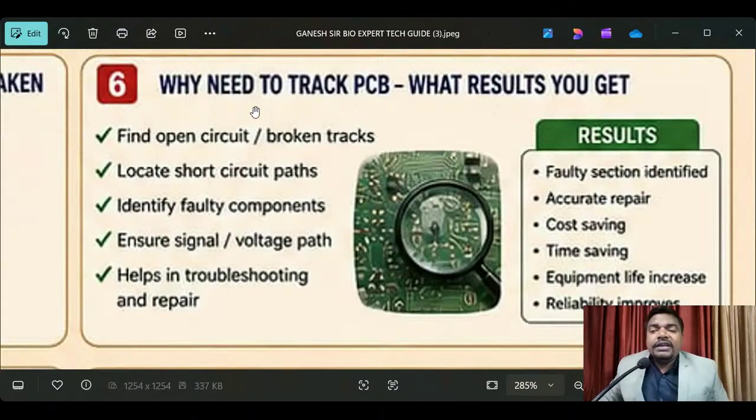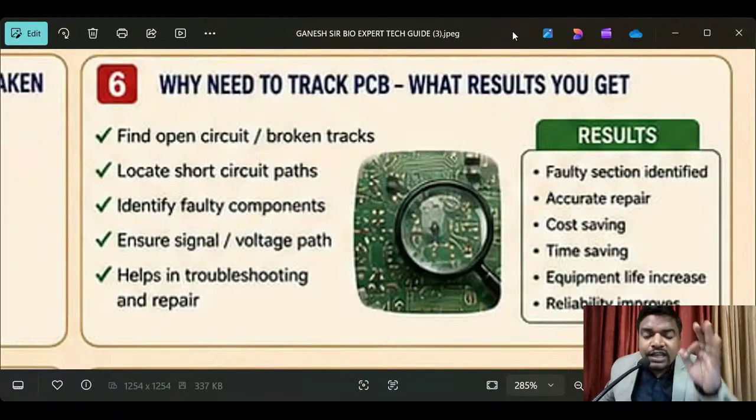See here, why we need to trace the PCB and what results you will get. I'm giving the questions and also the answers, everything. If you are starting from zero, no need to worry. You have to focus. If you have an ambition, for your ambition's purpose I will definitely be there to support you and provide the information.